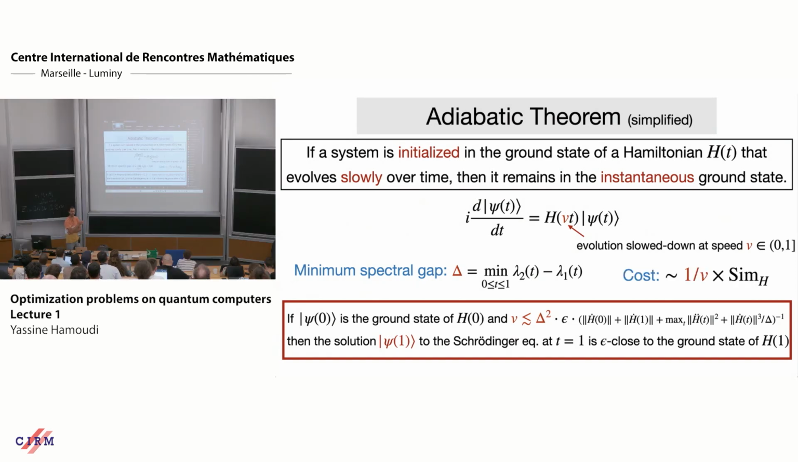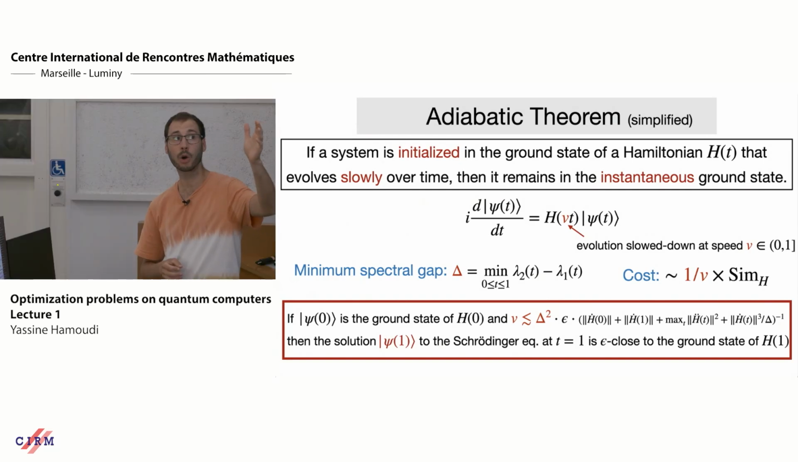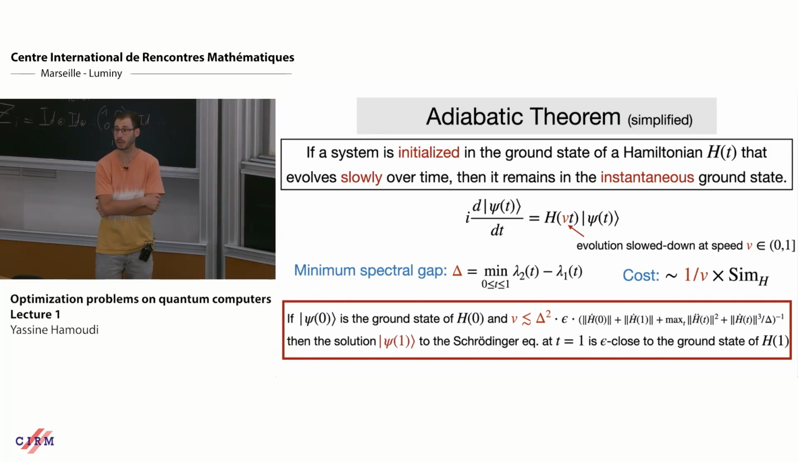And now the cost, as you can see, no longer depends on the overlap of a warm start with the ground state. Now the cost depends only on the simulation cost of h and how small the parameter v has to be. And if you can show that delta is quite large, then the entire cost could be much better than the one you would have using quantum phase estimation.